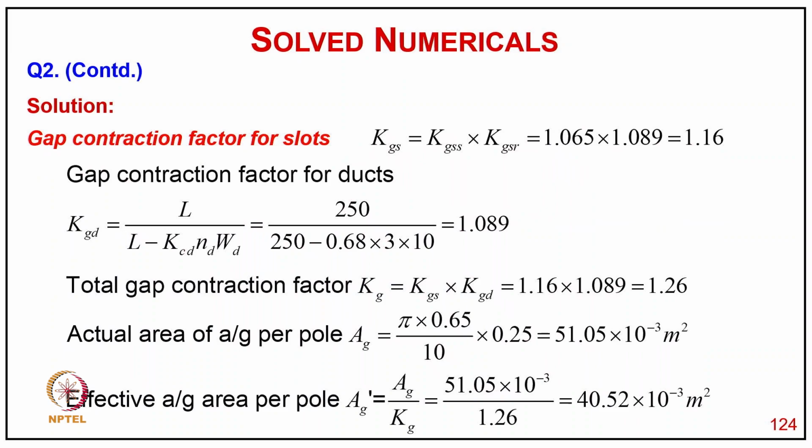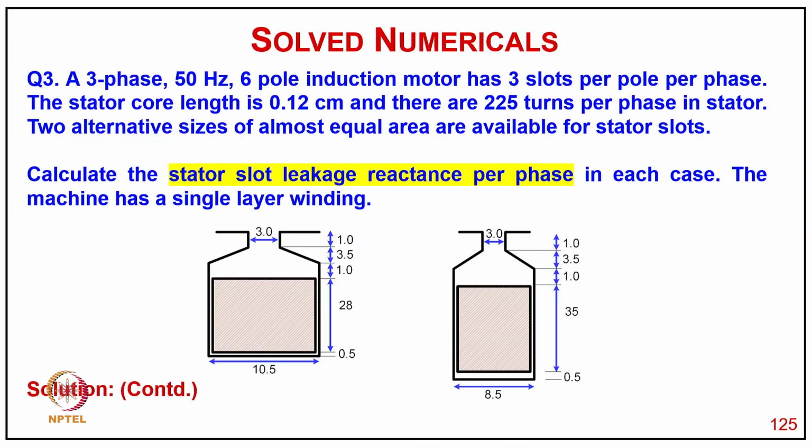Now coming to the total gap contraction factor Kg, equal to Kgs into Kgsr. Multiplying both values, this comes 1.16, and the gap contraction factor for ducts is Kgd equal to L upon L minus Kcd Ld Wd. So putting the value, it comes 1.089. The total gap contraction factor comes Kg equal to Kgs into Kgd, that comes 1.26. The actual area of air gap per pole is Ag, pi D upon P into L, so it comes 51.05 into 10 power minus 3 meter square, and the effective air gap area is Ag dash equal to Ag upon Kg, so it comes 40.52 into 10 power minus 3 meter square.